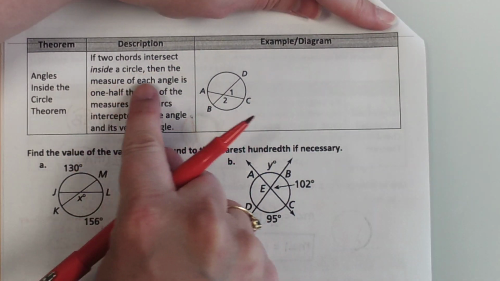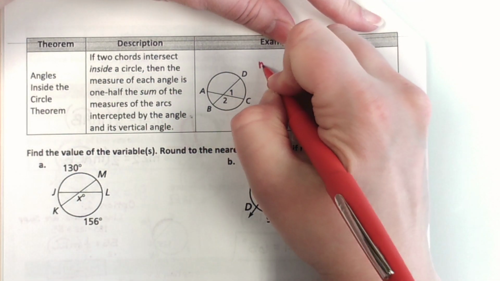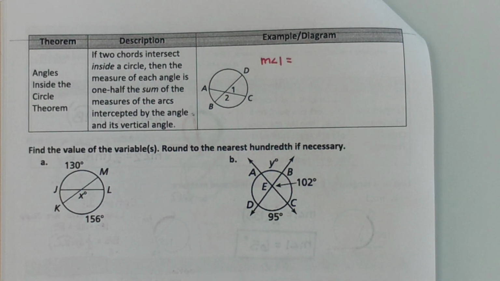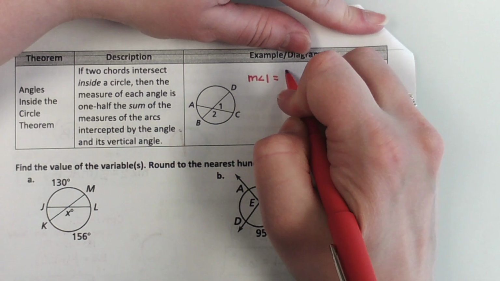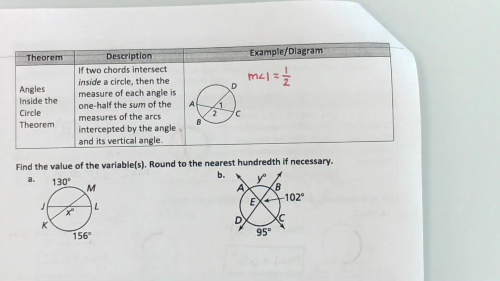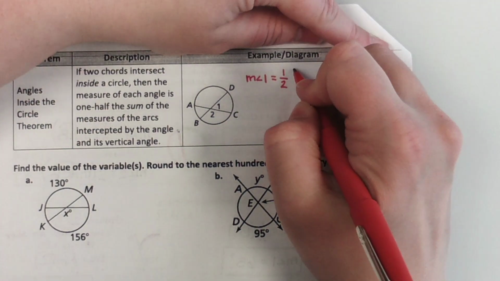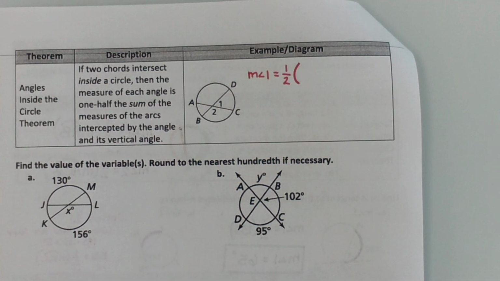Breaking this down, the measure of each angle. So let's start with angle 1. Is equal to 1/2 the sum. A sum is addition. And if you're going to do half of an addition, you need parentheses. Otherwise, it will only do half of the first part. The sum of the measures of the arcs intercepted by the angle and its vertical angle.